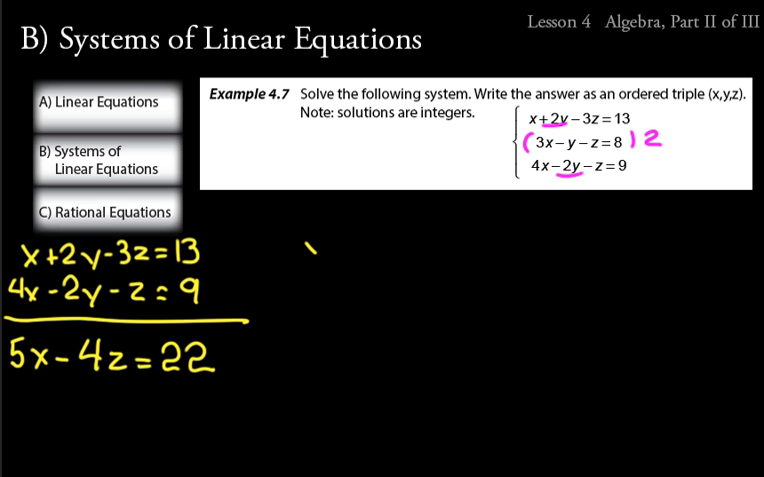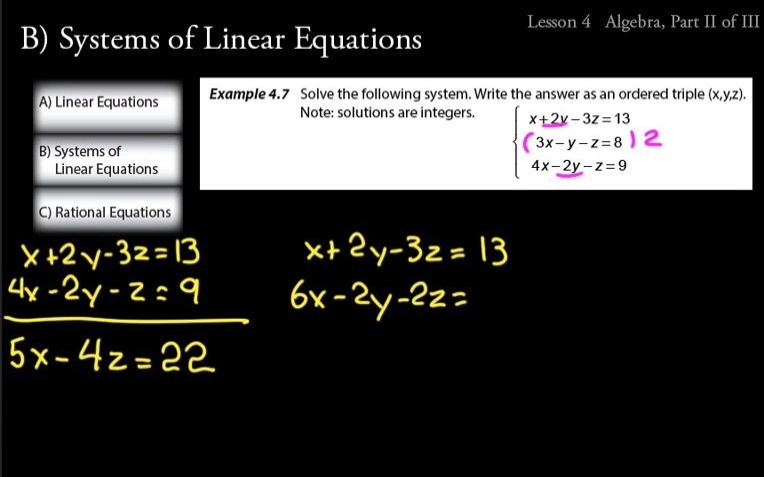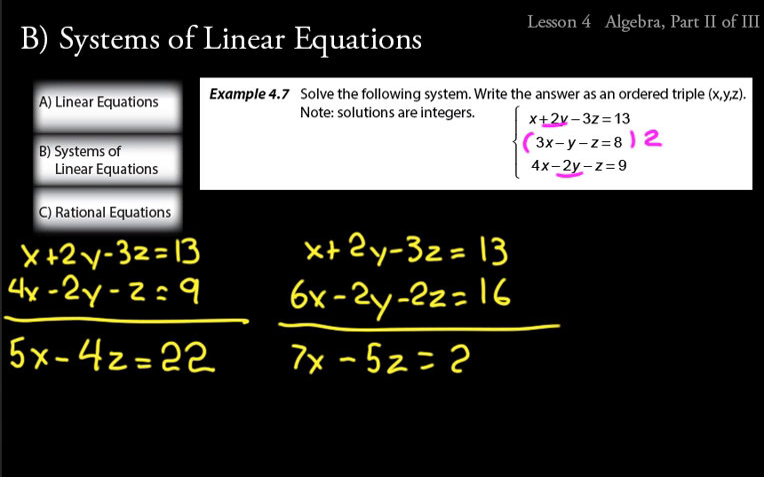Then again, x plus 2y minus 3z is equal to 13, and multiplying that middle equation by 2, everything by 2, that would give us 6x minus 2y minus 2z is equal to 8 times 2. Don't forget that 8 on the end there, that's 16. Add those together now. 6x and 1x is 7x. Y's cancel. Minus 3 minus 2 is minus 5z is equal to 13 plus 16 is 29.